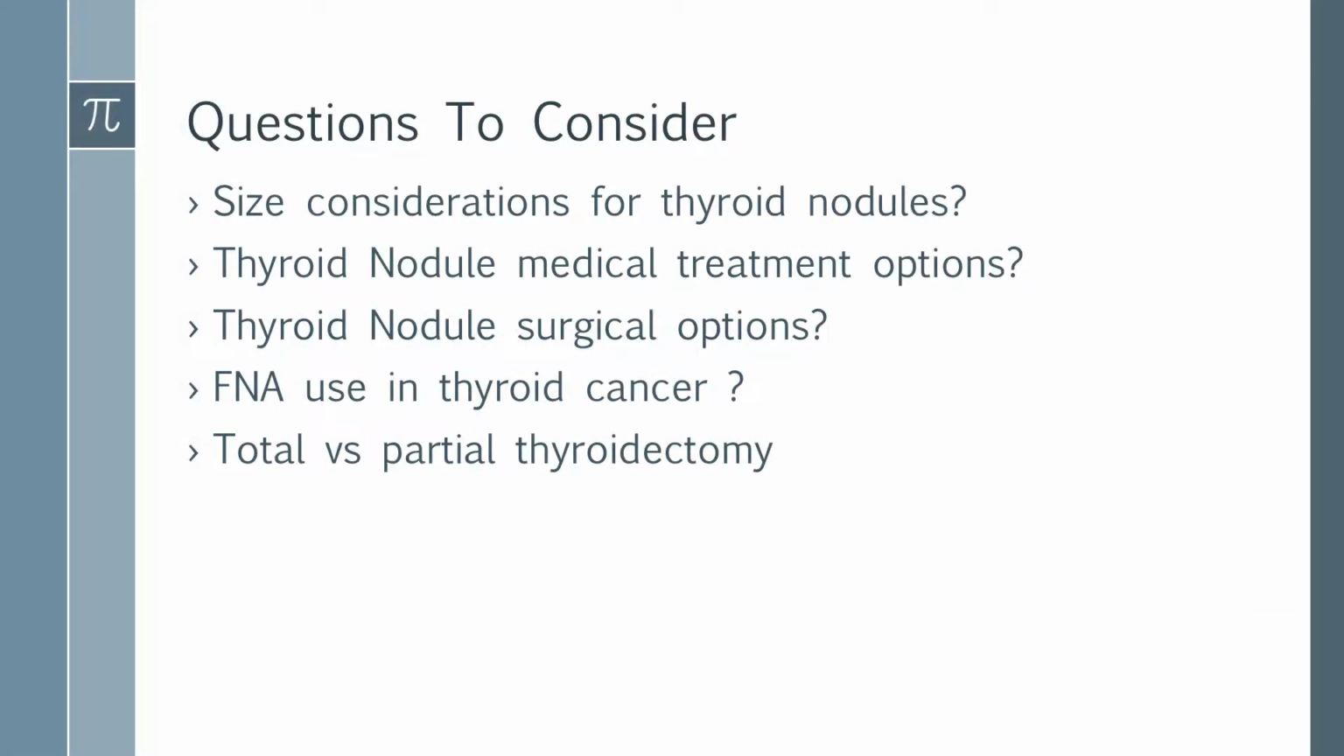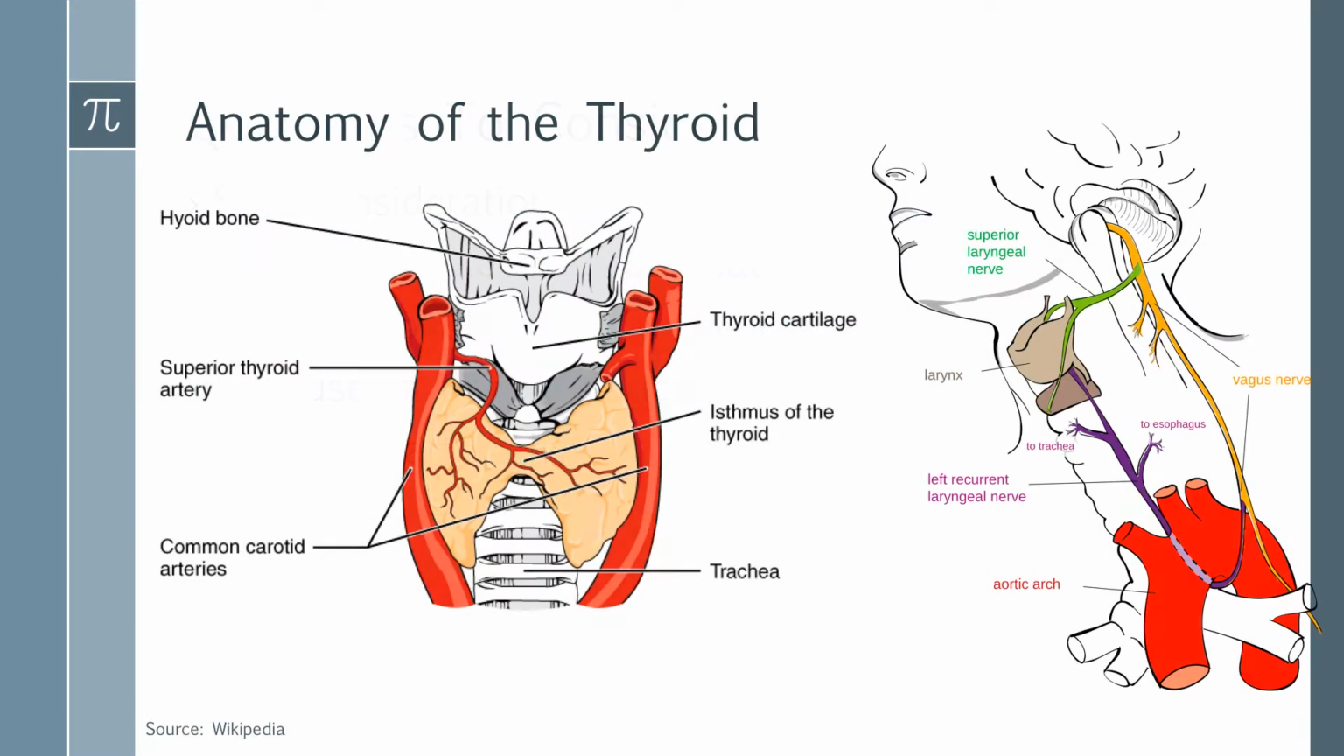Some of the questions that you want to answer after this lecture are: what size do you get worried about for thyroid nodules? How do you medically treat it? What surgical options do you have? What is the use of fine needle aspiration in thyroid cancer? And when do you do total versus partial thyroidectomy? All right, so before we get started, let's review the anatomy.